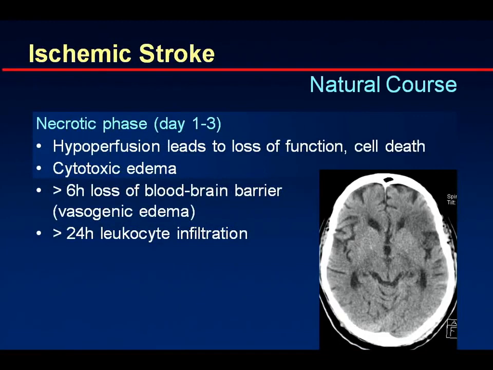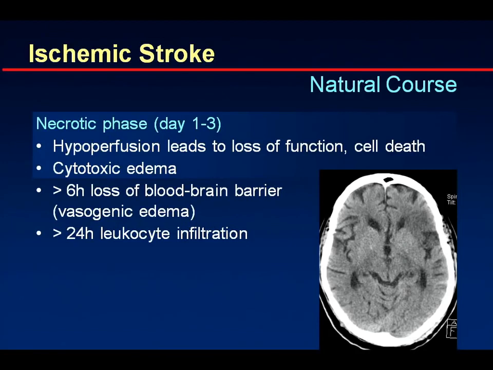If you look at the natural course of stroke, then you have the necrotic phase in day 1 to 3. Here you have hypoperfusion that leads to a loss of function. But at that time, the cells are not necessarily dead. After a while, if the hypoperfusion continues or there is no blood at all that goes to a cell, then it leads to cell death and ultimately to cytotoxic edema. And about 6 hours after the stroke, you'll find a loss of blood-brain barrier with vasogenic edema. And leukocyte infiltration starts about 1 day later.